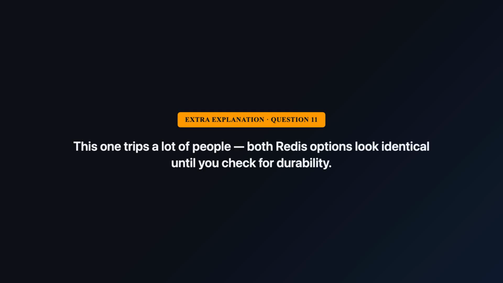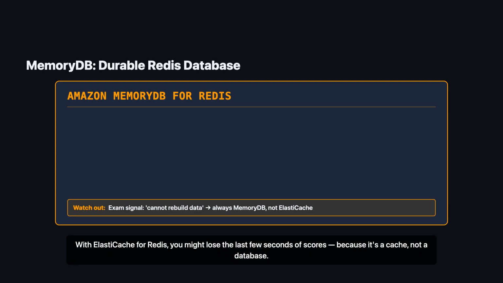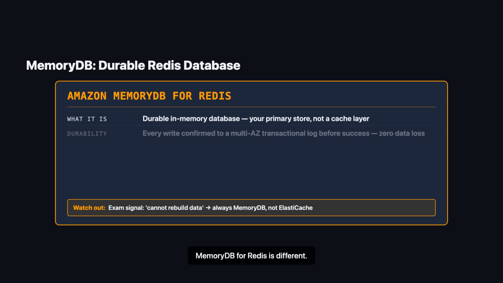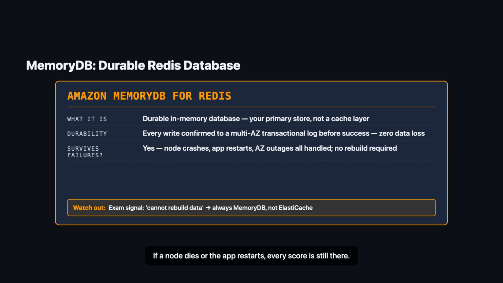This one trips a lot of people. Both Redis options look identical until you check for durability. Imagine your leaderboard just hit 50,000 players, then a server node crashes. With ElastiCache for Redis, you might lose the last few seconds of scores, because it's a cache, not a database. MemoryDB for Redis is different. It writes every change to a distributed log across multiple availability zones before confirming success. If a node dies or the app restarts, every score is still there.